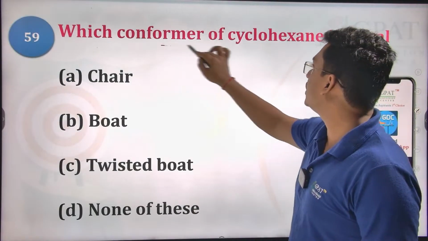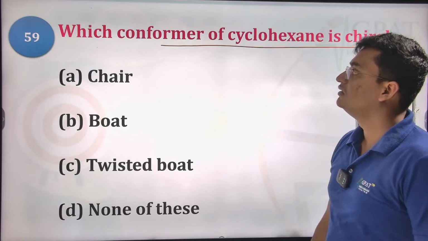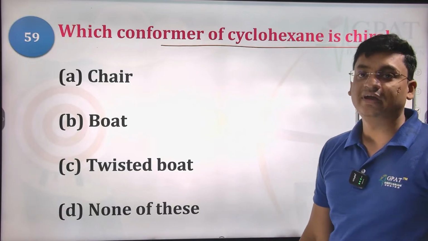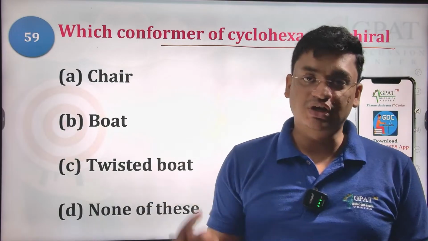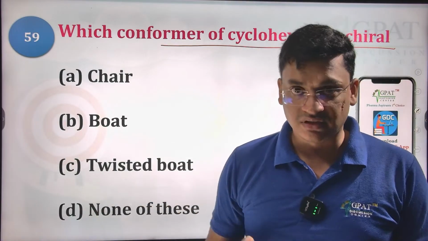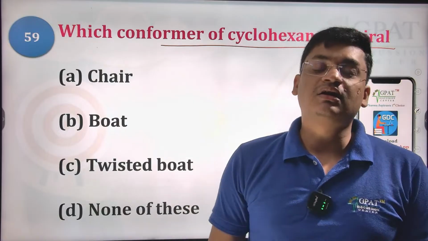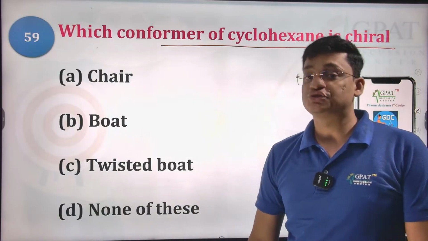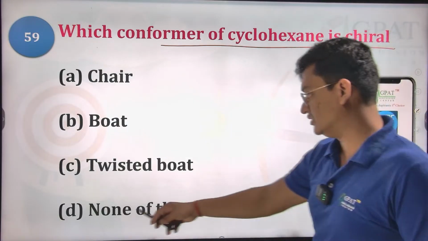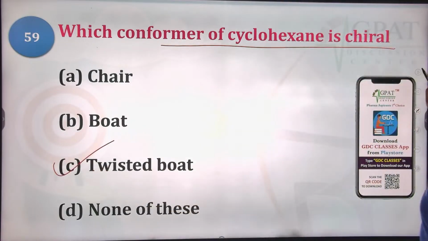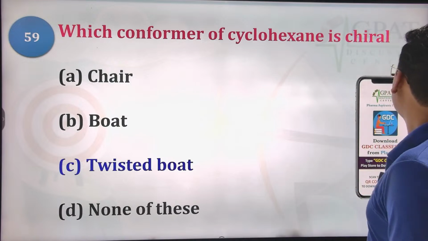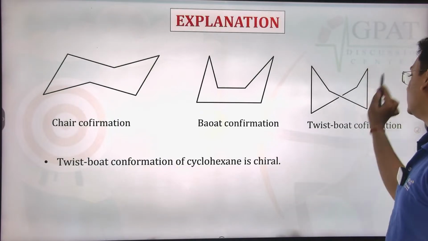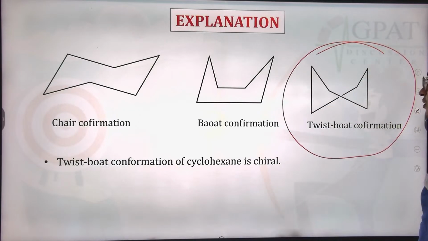Which conformer of cyclohexane is chiral? The conformations of cyclohexane are four: chair form, boat form, twist boat, and half chair. So the chiral conformer of cyclohexane is twist boat, that is also known as twisted boat. So yes, C, that is twist boat. The twist boat conformation is having chiral conformation.